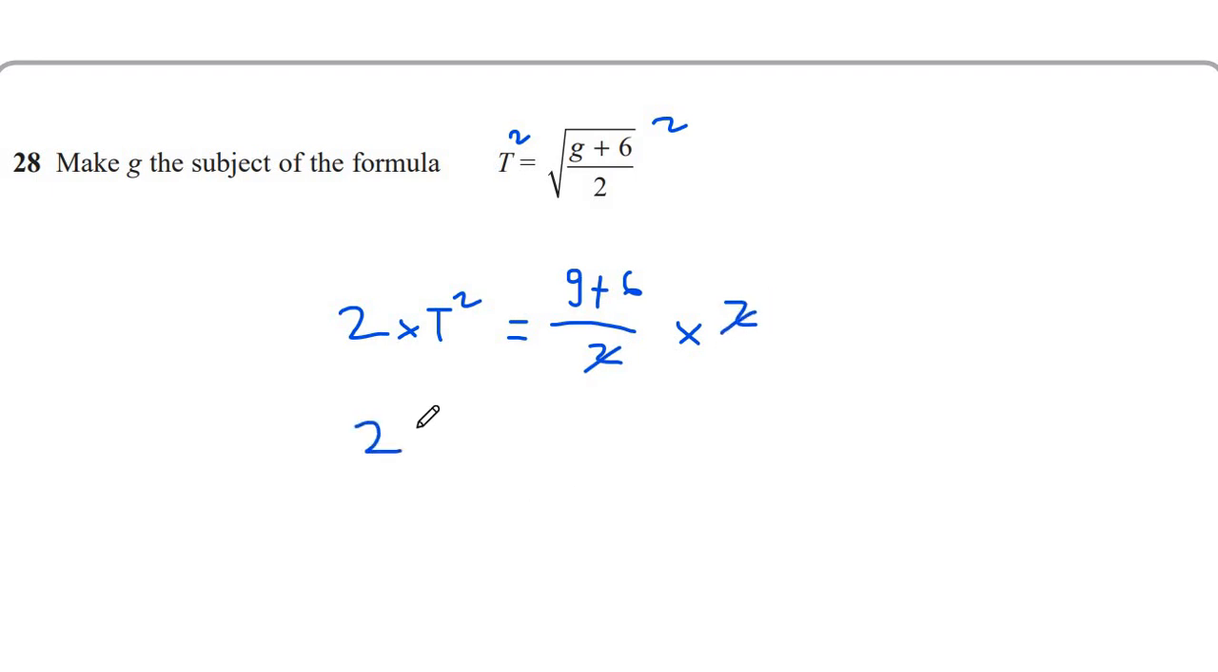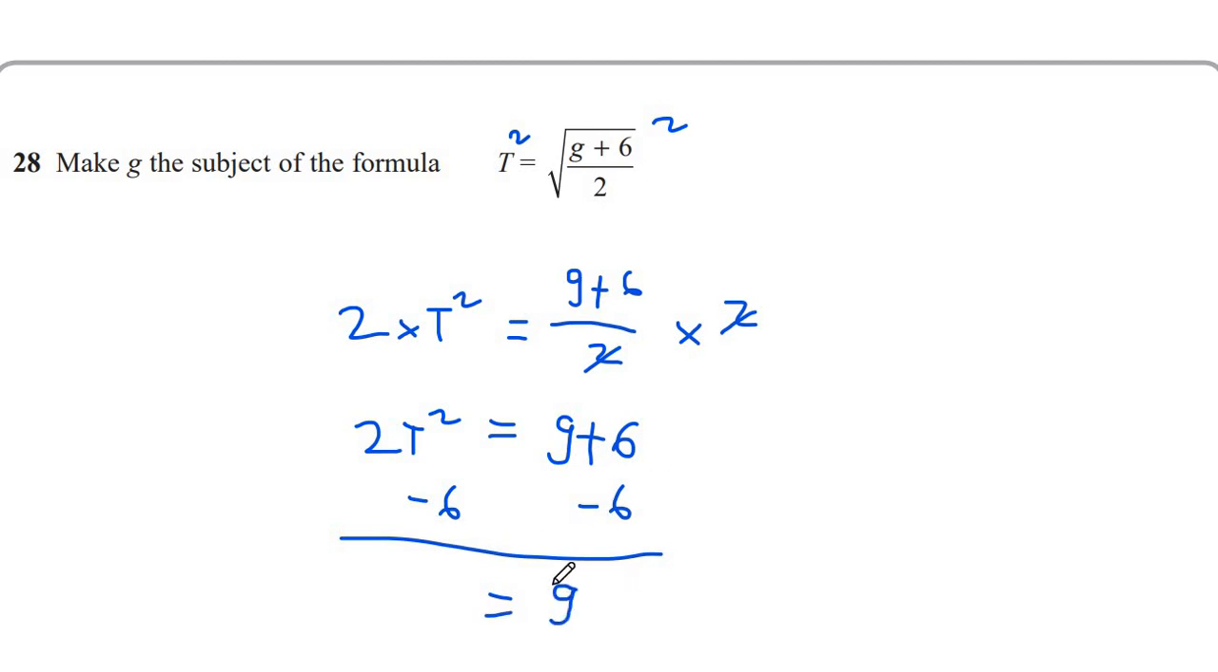So this will be 2t squared equal to G plus 6. And so G, if you take away 6 on both sides, that will do the trick, because you'll be getting G isolated here, and so that will make G the subject of the formula. So G is 2t squared minus 6.